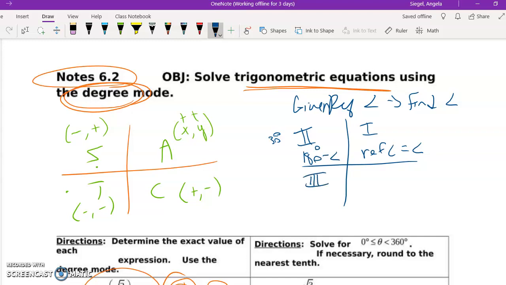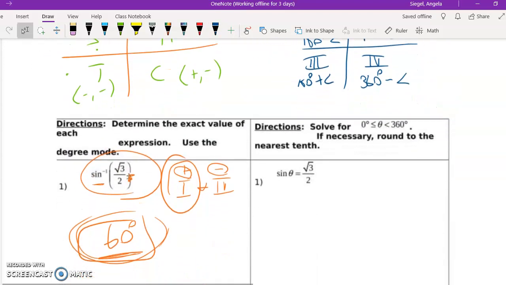In quadrant 3, let's pretend that we still have 30 degrees for our reference angle. Our actual angle in quadrant 3 would be 210, so what I'm doing is taking 180 plus the angle. And then in quadrant 4, if I have a reference angle of 30, I'd be taking 360 degrees minus the reference angle. Again, that's going to come into play. We're eventually going to use all 4 quadrants, and I'll show you.